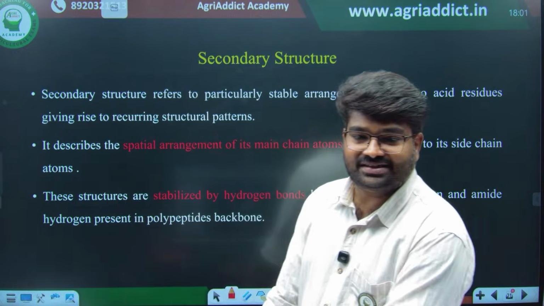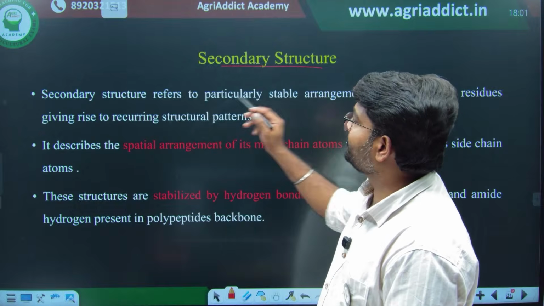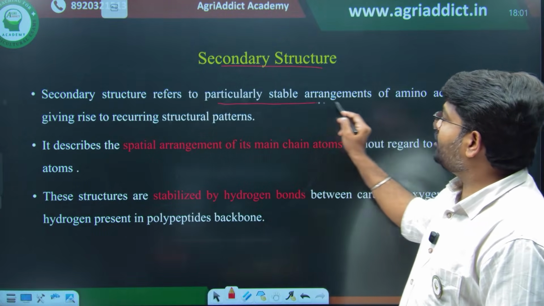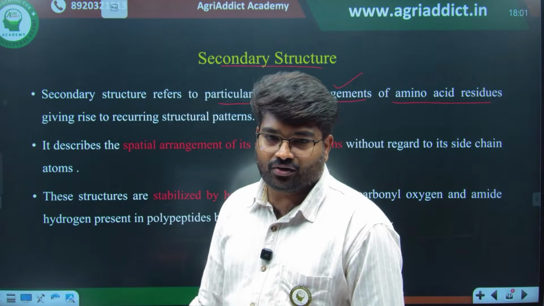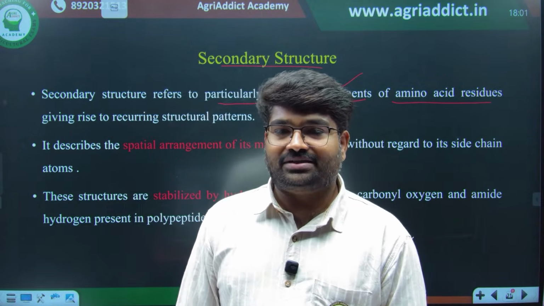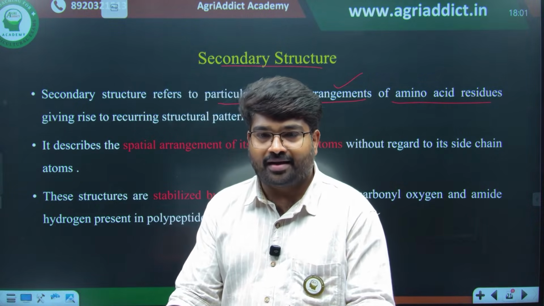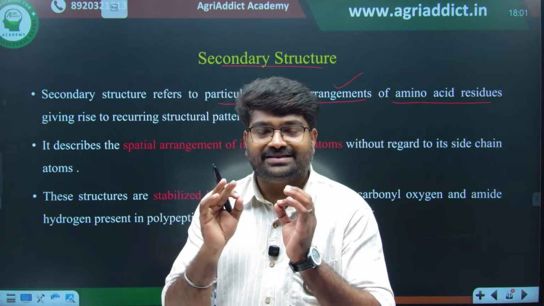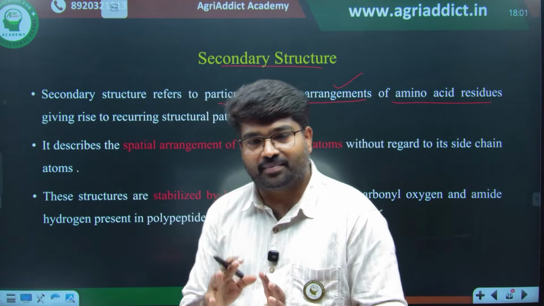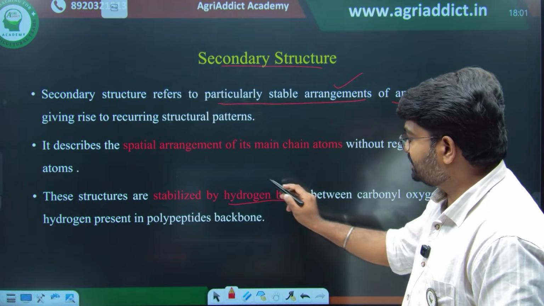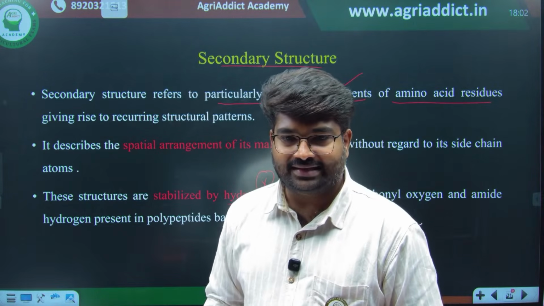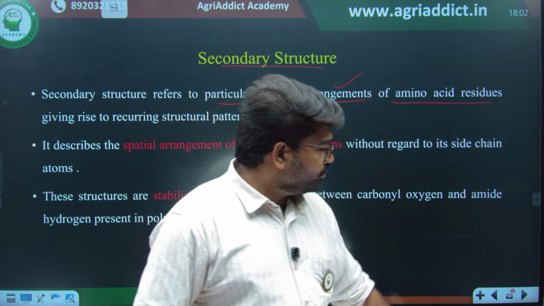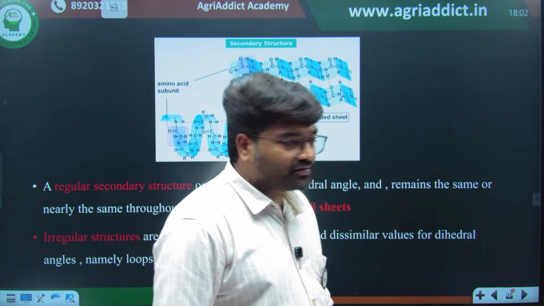Secondary structure, this we already discussed. It refers to a particular stable arrangement of amino acid residues, and the most important thing, secondary structures are highly stabilized by hydrogen bonds. This is also another important thing you have to remember. Now we are going to see what are the different classes of secondary structure.